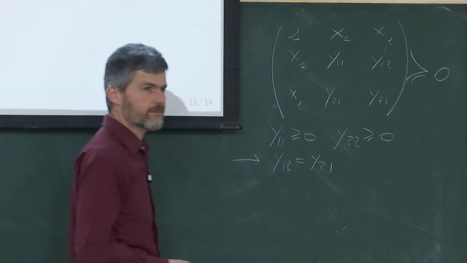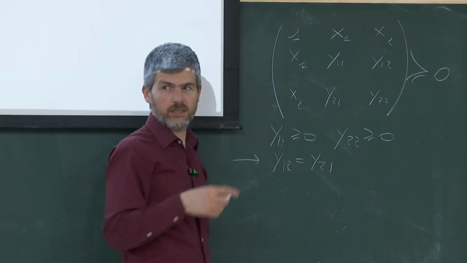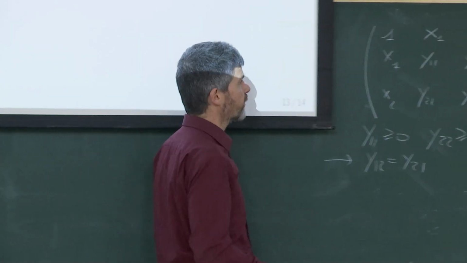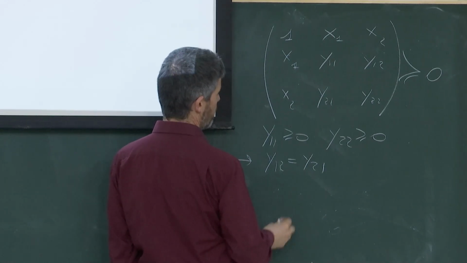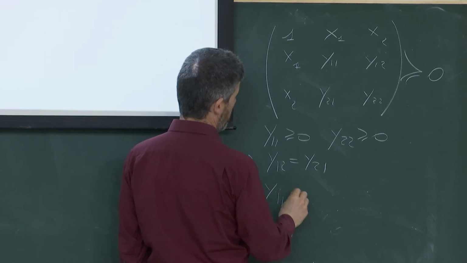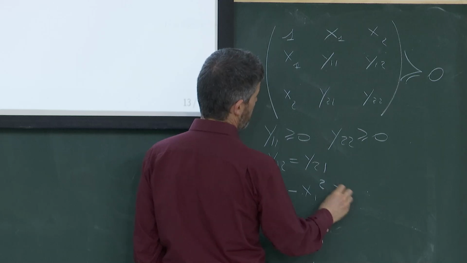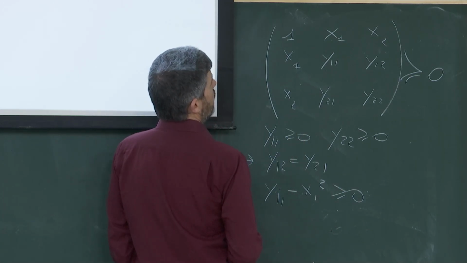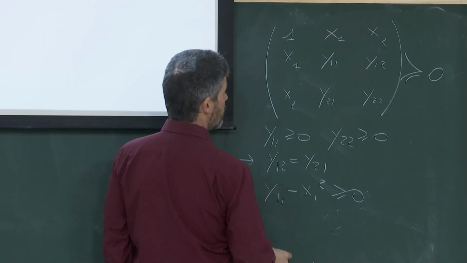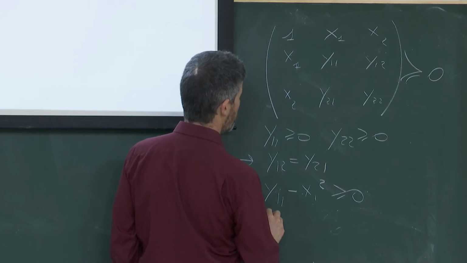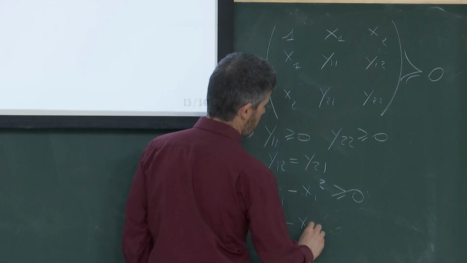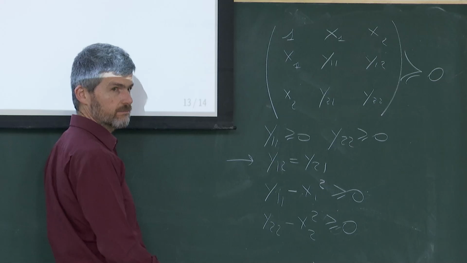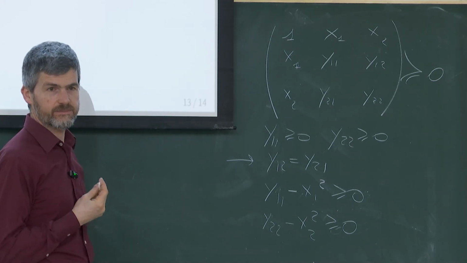What else? We need all the 2 by 2 minors and the single 3 by 3 minor, right? So what we get is the first 2 by 2 minor is y11 minus x1 squared is greater or equal than 0. So same as over there. And then something similar happens with the other minor. So y22 minus x2 squared greater or equal than 0. There's 2 missing, right?